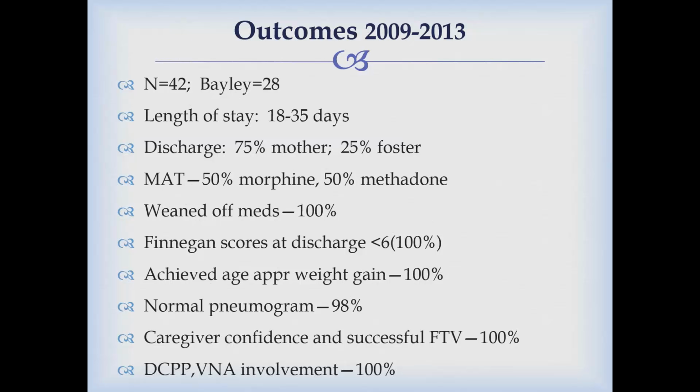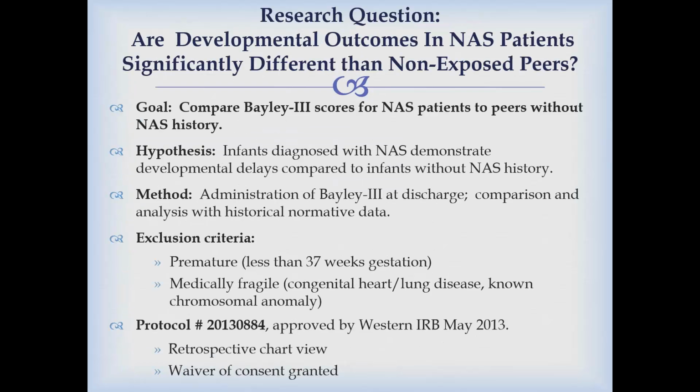All babies had a normal pneumogram. All caregivers successfully completed the independent trial and provision of care in the hospital, and all went home with involvement with visiting nurse and DCPP organizations. So when we started to realize that these full-term babies, who otherwise would have never been identified as having some issues, we're saying, wow, there's something to this. Should we actually start to look at the outcomes in development for our NAS patients, comparing them with non-exposed peers?